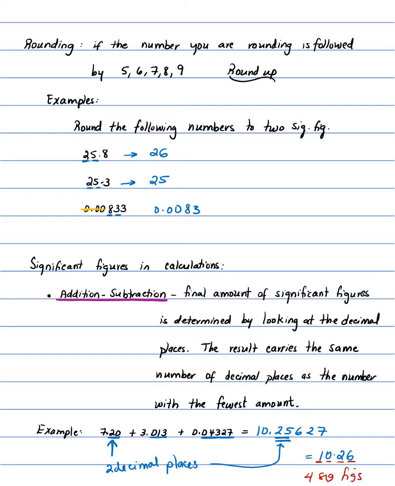It's not just the decimal places. You're looking at the decimal places to determine how many of them you're keeping, and depending on how many decimal places you're keeping, you're going to have a total number of significant figures in your number.